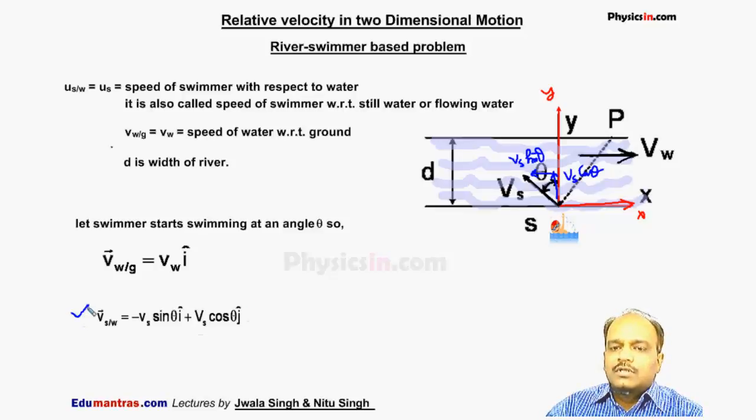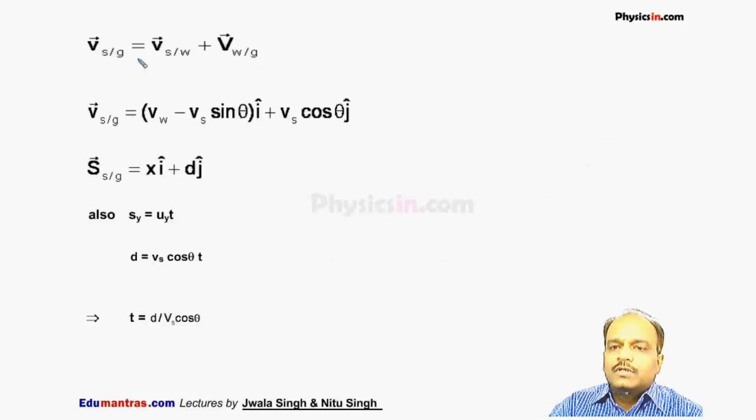So this is the velocity of the swimmer with respect to water. Water itself is flowing with a speed of Vw, so the velocity of water with respect to ground is Vw i cap. If the swimmer starts swimming in this direction, the velocity of swimmer with respect to ground is velocity of swimmer with respect to water plus velocity of water with respect to ground, because velocity of swimmer with respect to water can be written as velocity of swimmer with respect to ground minus velocity of water with respect to ground.